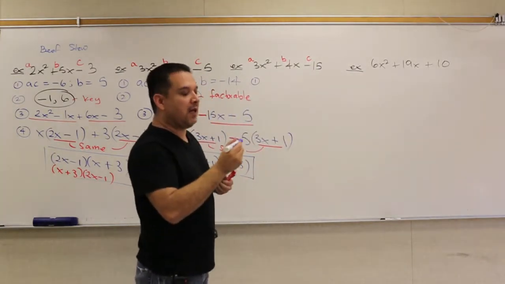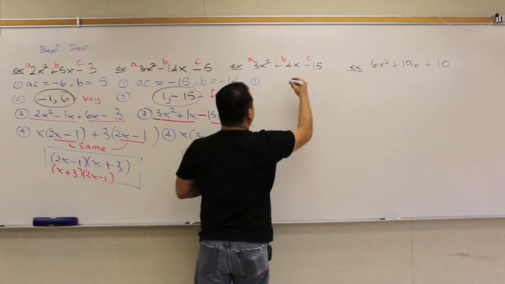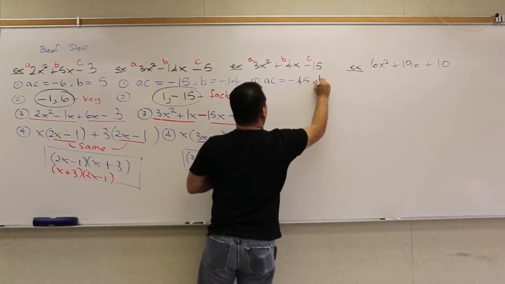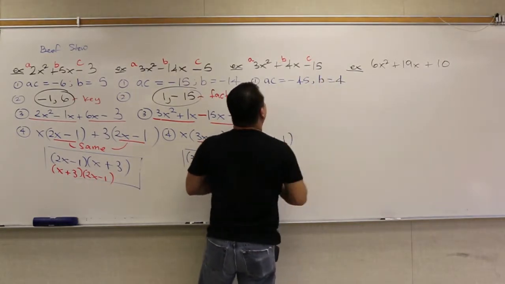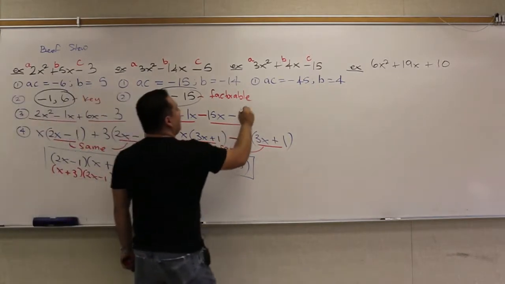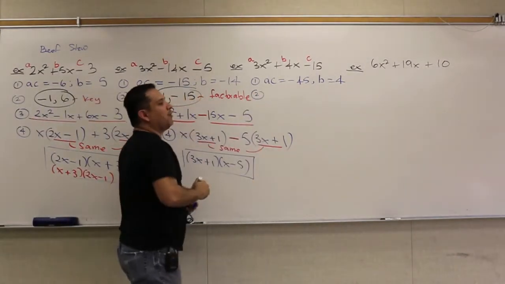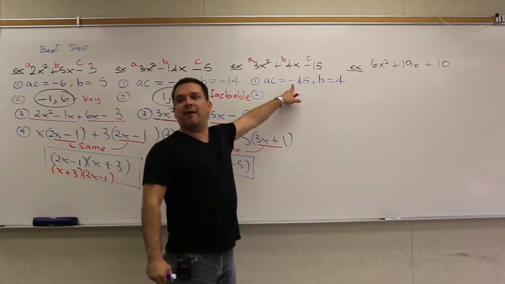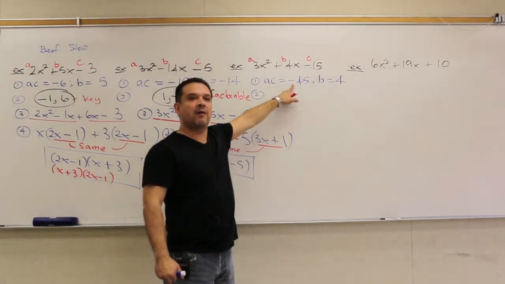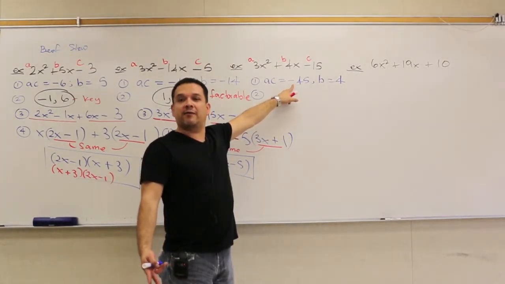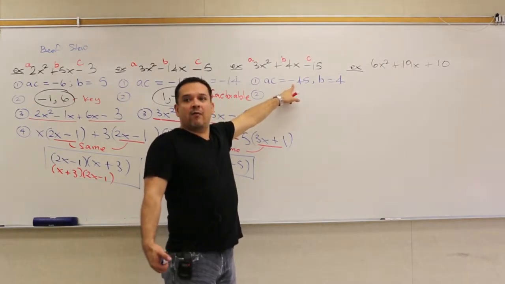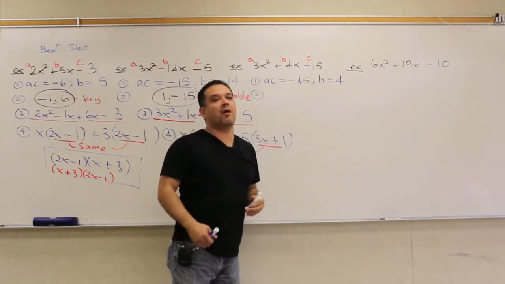So A times C, 3 times negative 15. What's that going to be? Is that negative 45? And then B has to be positive what? 4. Second step. Step number 2. Give me a pair of numbers. Multiply together is negative. That means one's positive, one's negative. It's the only way you can get a product being negative. Because if they're both negative, the product's positive. If they're both positive, the product's positive. So they have to be one positive, one negative, whose sum is positive 4.